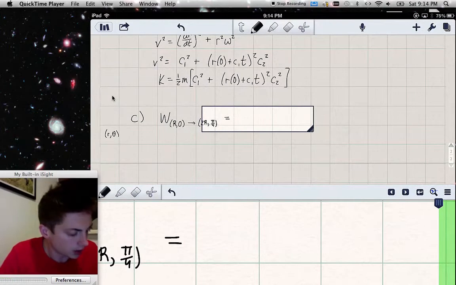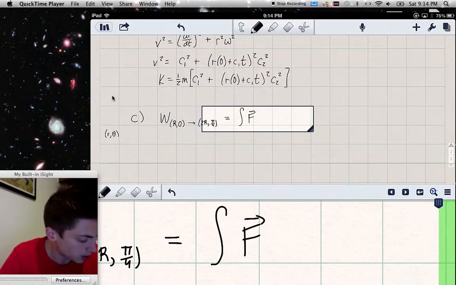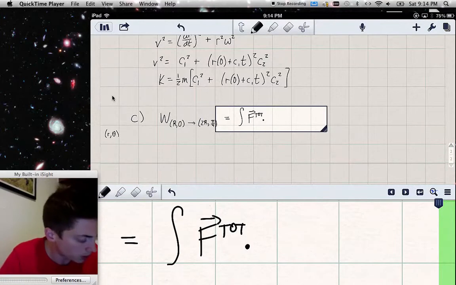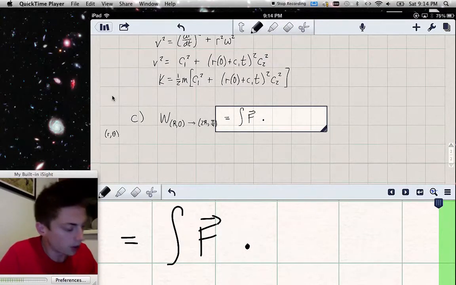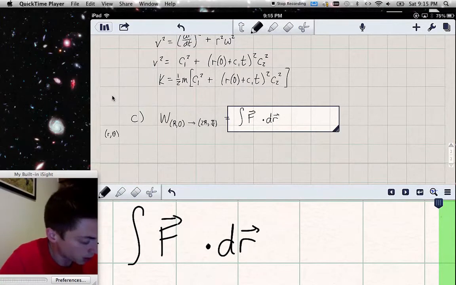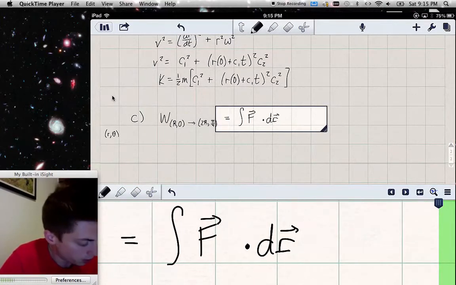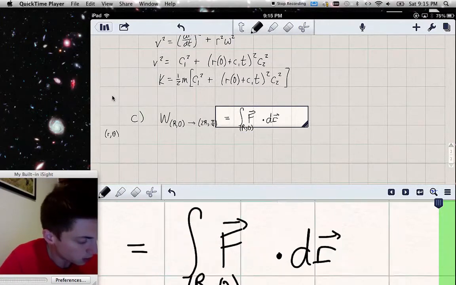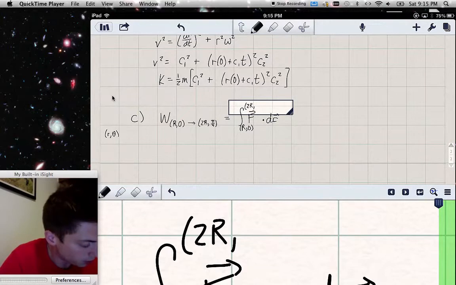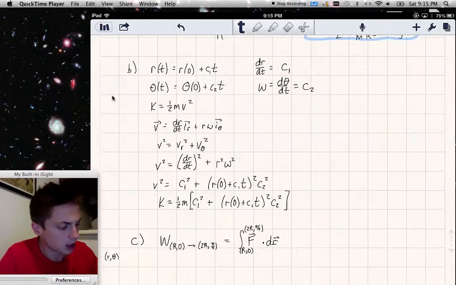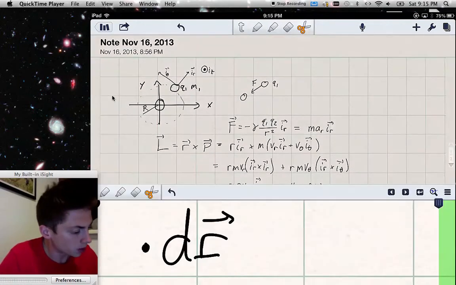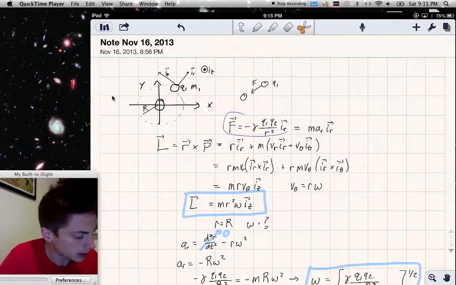The work done there is equal to the integral of the net force, so it's the total force. Remember, the work energy theorem says to take total force. In this case, we're just doing the work done by the force exerted. Well, here the total force is that. We're not really using even the work energy theorem. We're just calculating work. Okay, so excuse me for saying that. But we're going from the initial point, which is r0, to the final point, which is going to be 2R, pi over 4. So, that first thing we need is F in polar coordinates, but we also need dr in polar coordinates. So, from up here, F in polar coordinates is given by this.